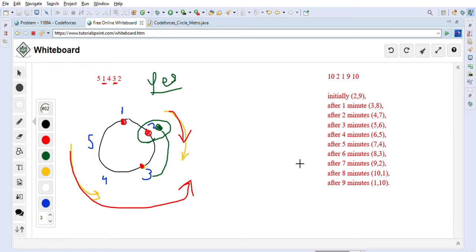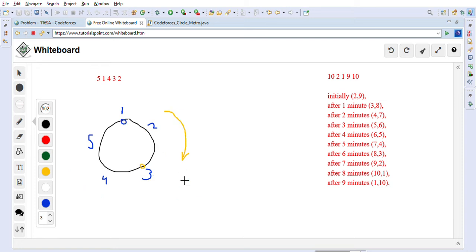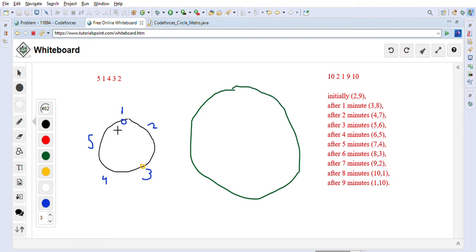So here the first person will start at 2 and the second person is starting at station 9, right? So basically you can just imagine that it's a circular station. Let me remove all these colors so I can reuse this space. Now let's create one big circle here for the second example, and let's say this is station 1. So 1, 2, 3, 4, 5, 6, 7, 8, 9 and 10. So 10 stations are there.